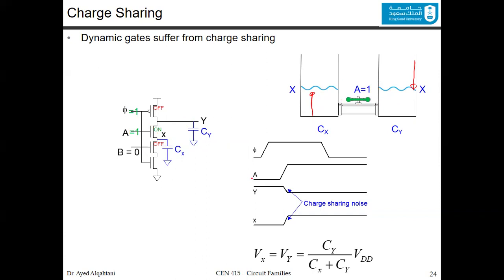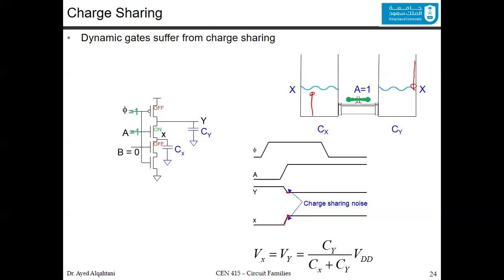And this happens, as I said, when A becomes 1, it was 0 and then becomes 1. Y doesn't go all the way down to 0, it goes middle way, and X goes up to the middle way. And this is what we call charge sharing, meaning that they are sharing the charge in the capacitance. So Y is the giving part, and X is the consuming. To calculate this value, Vx will be equal to Vy, which is Cy over the addition of both of them, Cx plus Cy, which is a certain percentage of the VDD.